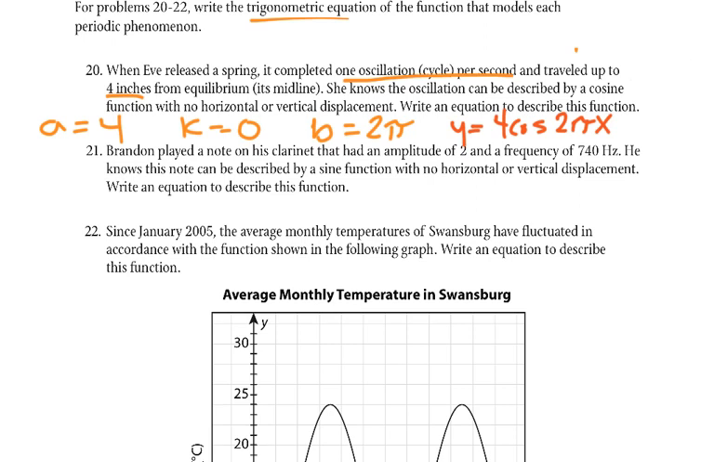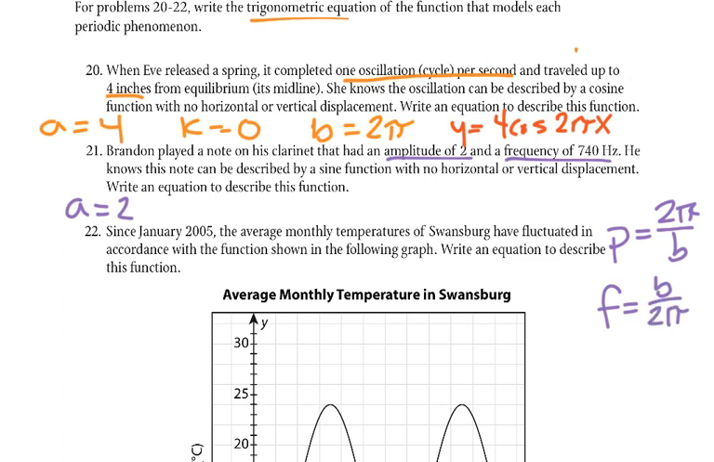Okay, Brandon played a note on his clarinet that had an amplitude of 2, well that's easy, and a frequency of 740 hertz. Now we haven't dealt a whole lot with frequency, but it is connected to period and to B. The frequency is equal to B over 2 pi. He knows this note can be described by a sine function with no horizontal or vertical displacement, so k equals 0 again. Write an equation to describe the function.